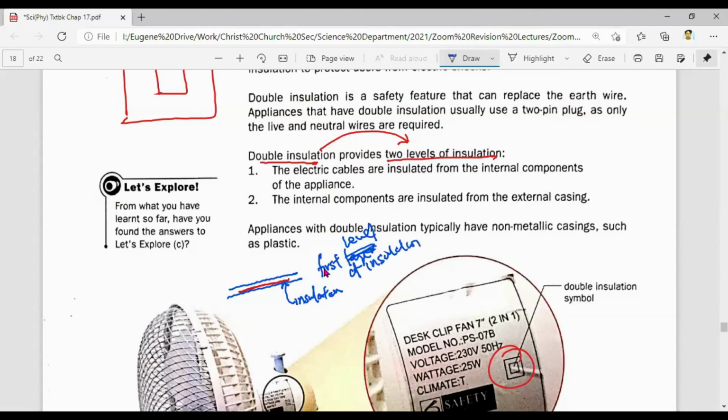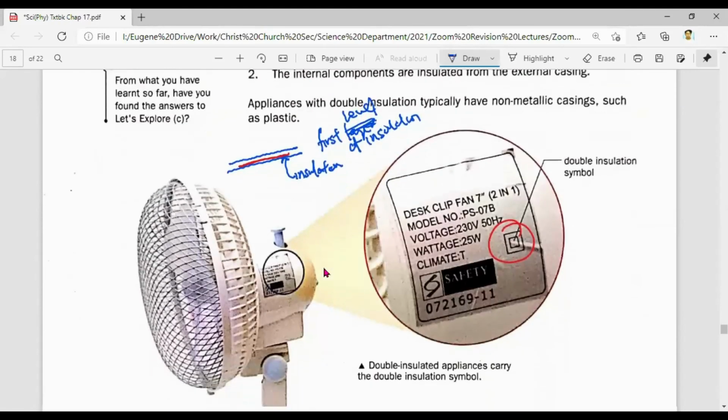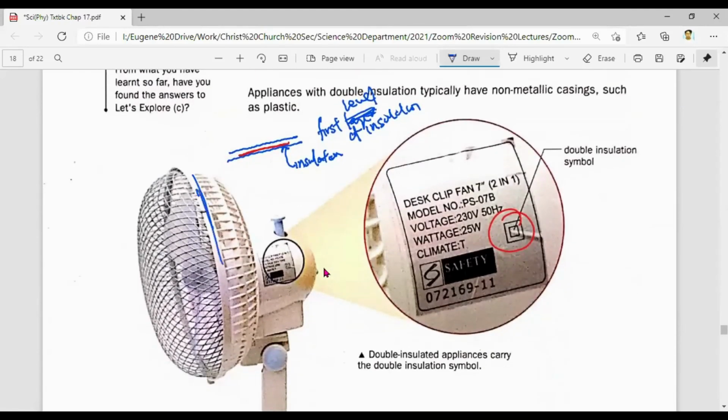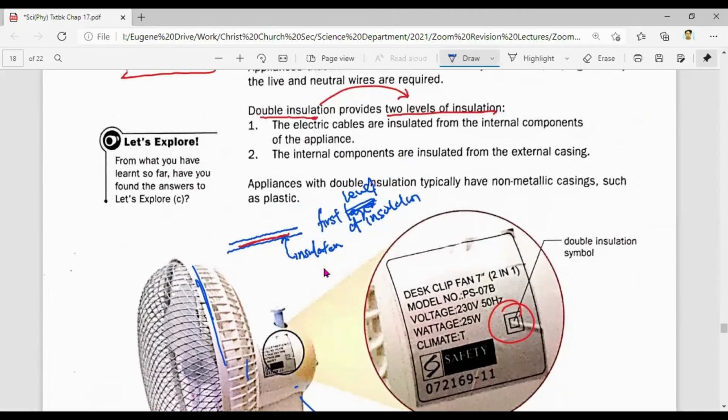Now, what's the second insulation here? The internal components are insulated from the external casing. Typically, you look at all these casings, you realize whenever you've got double insulated appliances, the casing is also normally plastic. The internal components also, you will see some plastic wrapping or plastic around it. So that's why the internal components are insulated from the external casing.